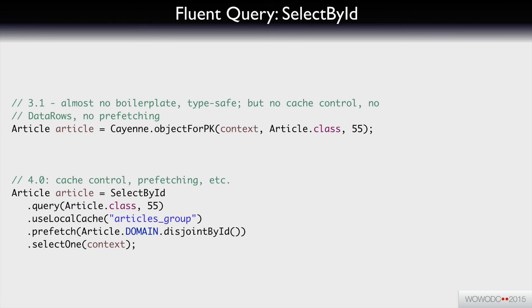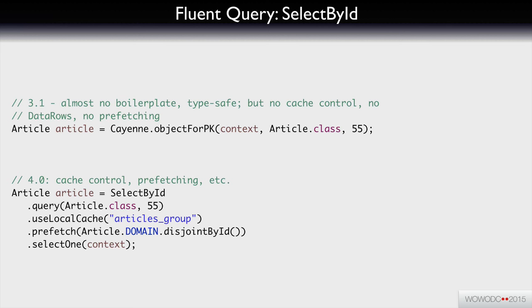A new type of query is select by ID, and we had a pretty good API to actually get objects by ID, because that's what everybody wants. And no matter what they say about your ID being hidden and not accessible, everybody still uses that. People still want objects by ID. So the old way, and it is still available, was to use Cayenne object for PK, and it's nice, type safe and all, except that it doesn't have cache controls. It doesn't have prefetching, which is also sort of related to cache controls.